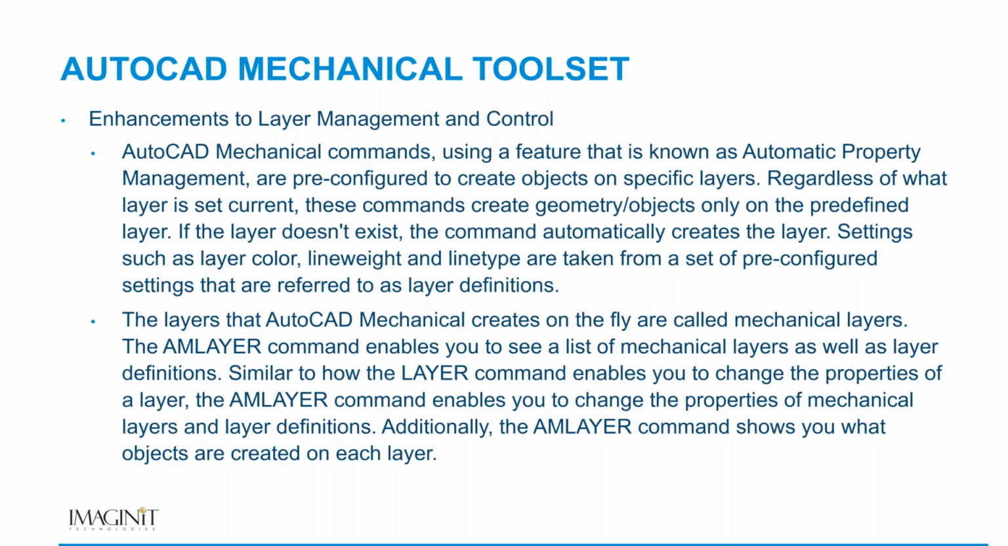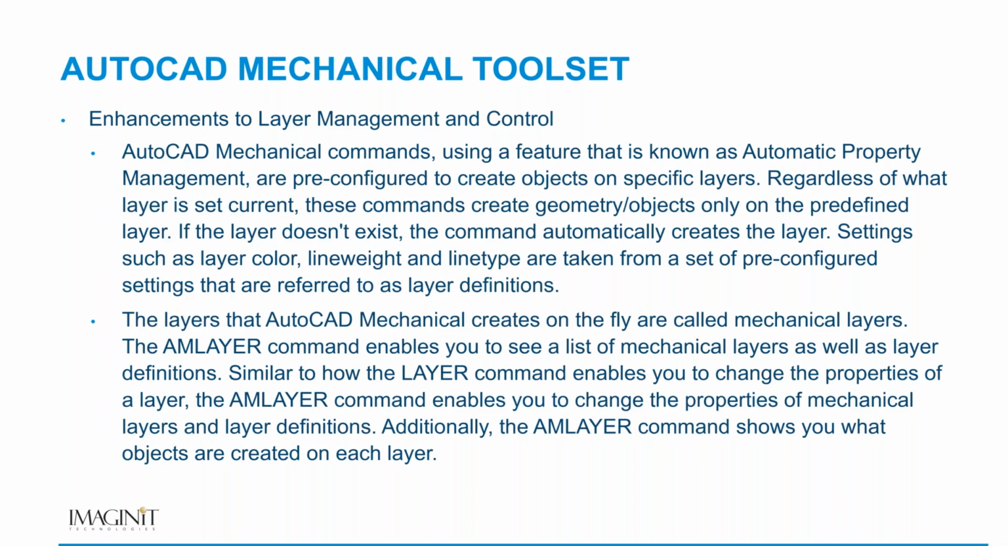So settings such as layer color, line weight, and line type are all taken from a set of pre-configured settings that are referred to as layer definitions. The layers that AutoCAD Mechanical creates on the fly are called mechanical layers. The AM layer command, which again, when you type in layer while in the mechanical workspace, actually defaults to the AM layer. It doesn't launch the standard AutoCAD layer, it launches the AutoCAD Mechanical layer list. So it's more or less the same layer dialog, but it has some additional functionality and enhancements.